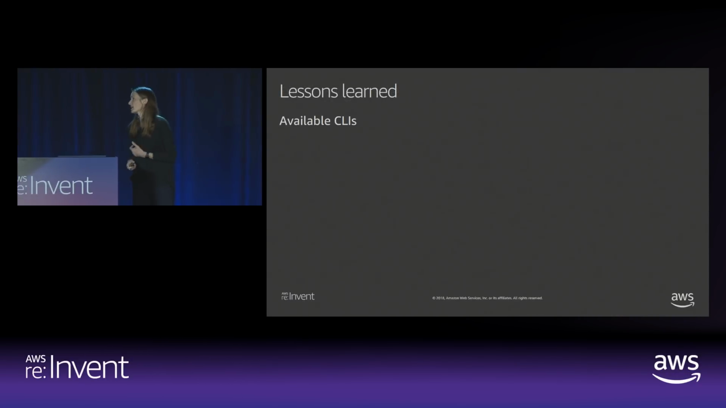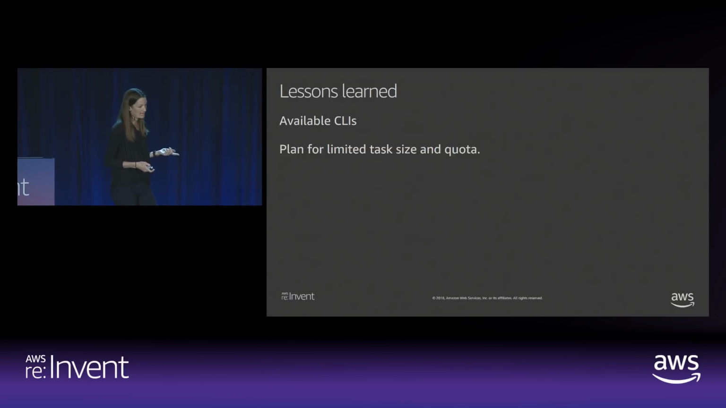Lessons learned. I'm going to talk about the CLIs on the next slide. Definitely want to plan for limited task size and quota. So 10 gigs disk space, 30 gigs memory. We can get pretty close to those limits with some of our applications. So we will process things in memory, and we take advantage of streaming to help out with some of that.